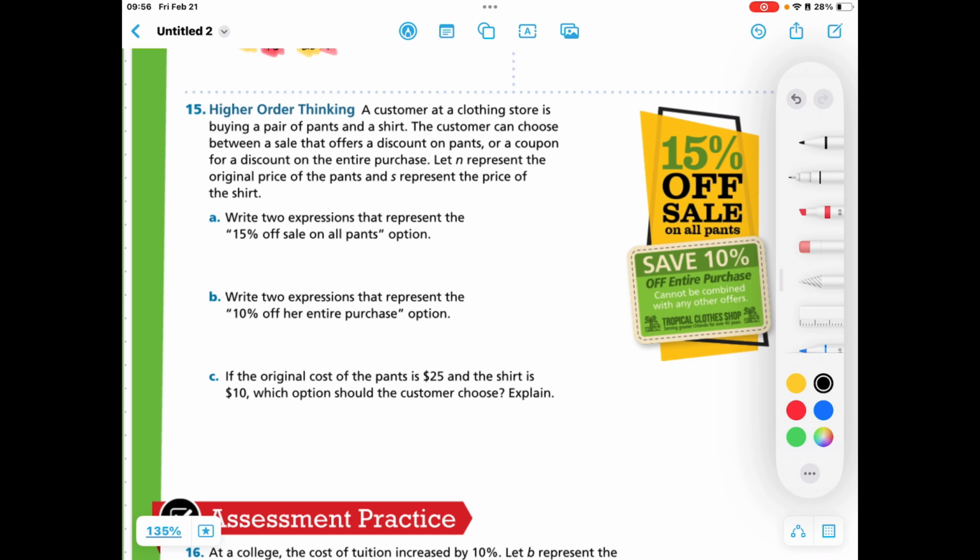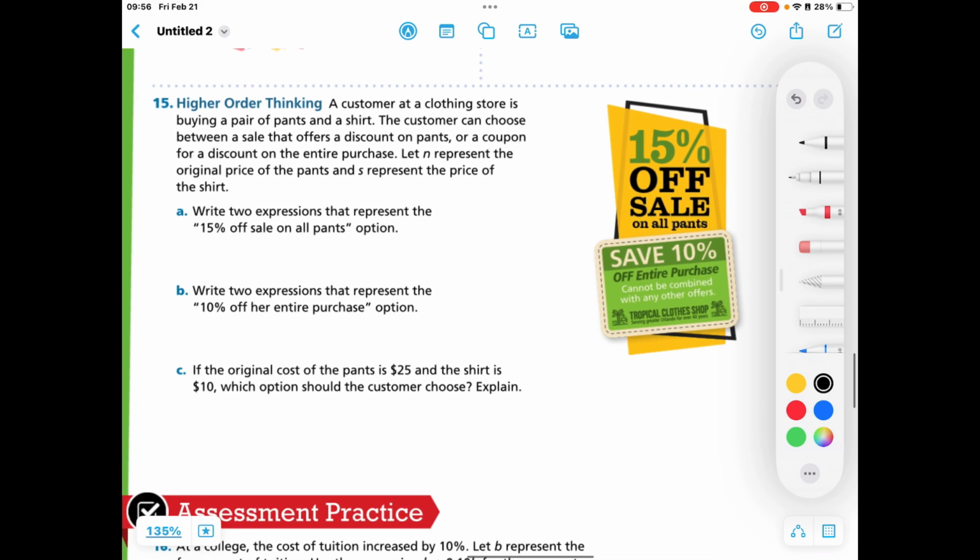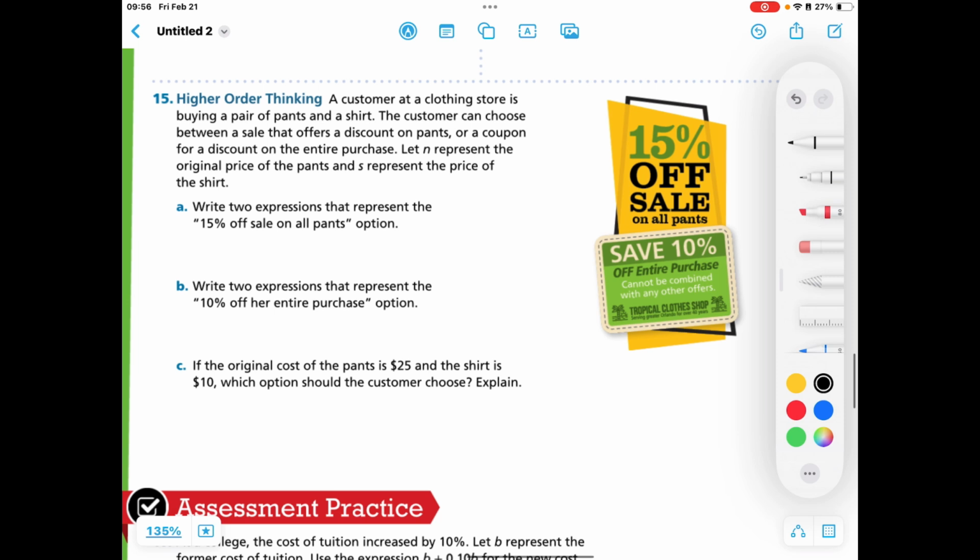It says, a customer at a clothing store is buying a pair of pants and a shirt. The customer can choose between a sale that offers a discount on pants or a coupon for a discount on the entire purchase. Let N represent the original price of the pants and S represent the price of the shirt. Write two expressions that represent a 15% off sale on all pants. So he's buying both a pair of pants and a shirt. The pants are represented by N and the shirt is represented by S.